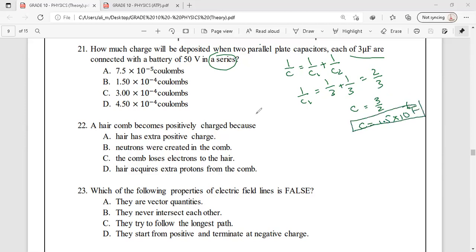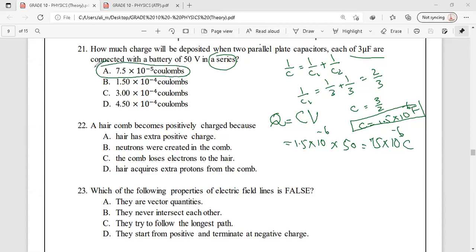So this is the total capacitance of these two capacitors. Now we have to find the total charge, that is Q equals CV. C is 1.5 times 10 raised to the power minus 6 and voltage is 50. So our correct answer would be 75 times 10 raised to the power minus 6 coulombs. In scientific form, it would become 7.5 times 10 raised to the power minus 5. So option A is the right answer.